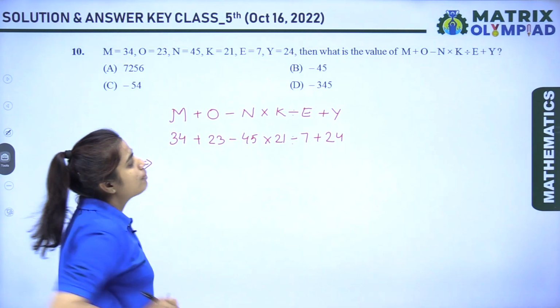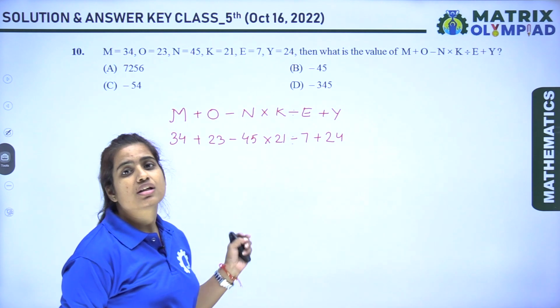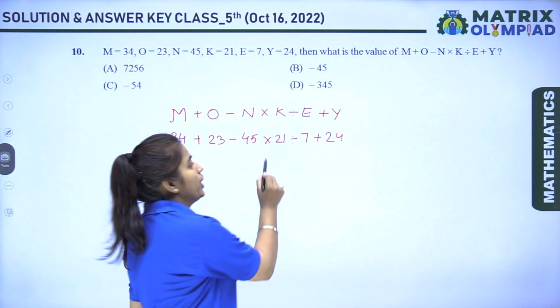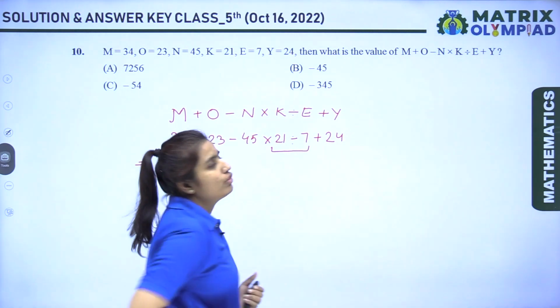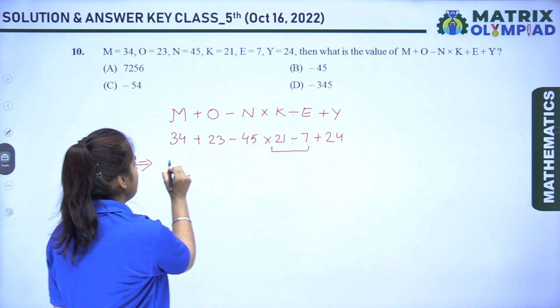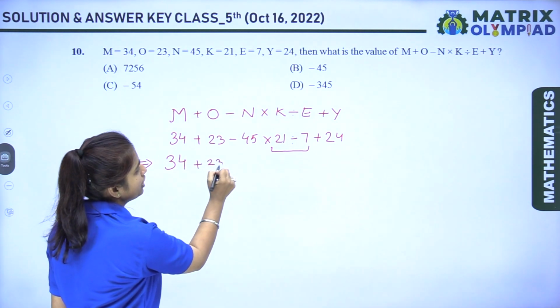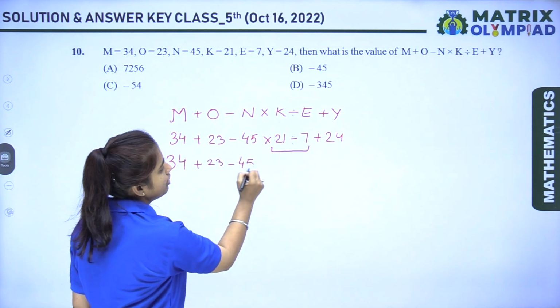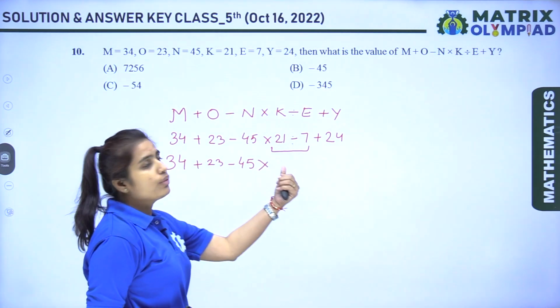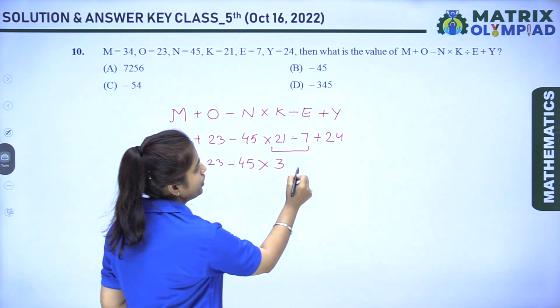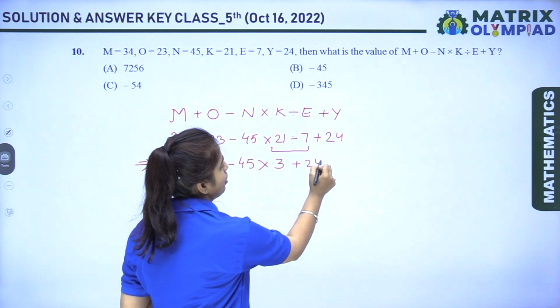According to the BODMAS rule, we first have to do the division here. So 21 divided by 7. First of all, we have to solve this. The rest will be the same: 34 plus 23 minus 45 multiplied by 21 divided by 7. It means we get the answer 3, plus 24.